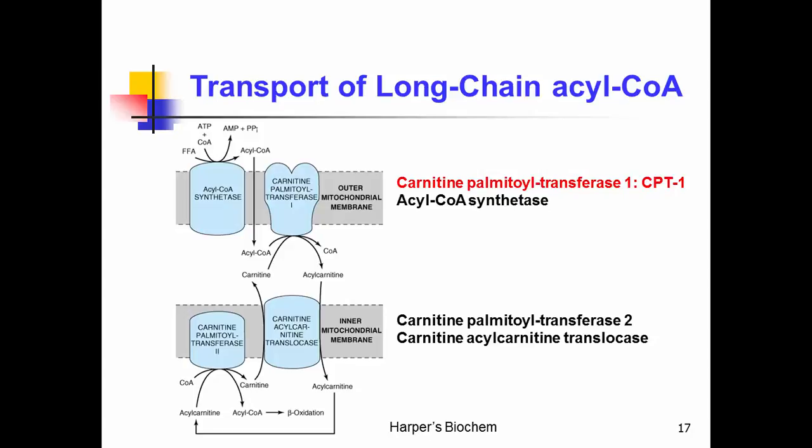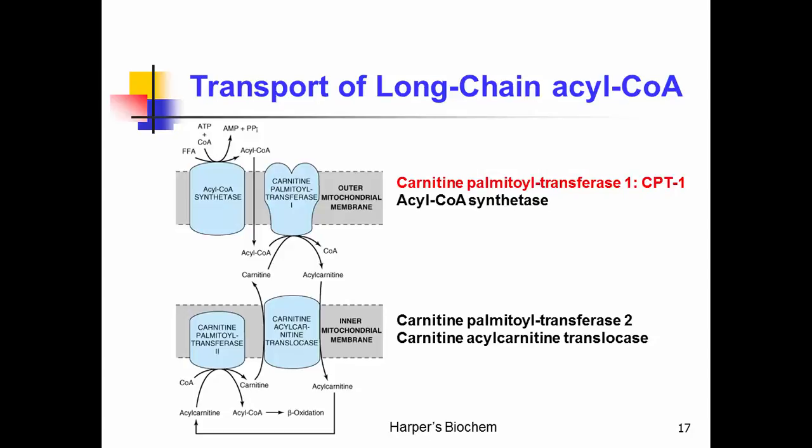So the process would be: in the outer mitochondrial membrane, there are two enzymes. One is acyl-CoA synthetase, and the other is CPT1, carnitine palmitoyl transferase. These 2 enzymes are localized in the outer mitochondrial membrane, right? And this is the inner mitochondrial membrane, and this is the mitochondrial matrix, inside the mitochondria. And this space we just represent as the cytosol, right?